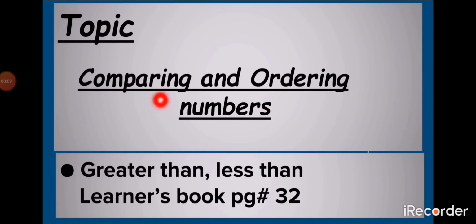Our today's topic is comparing and ordering numbers, and the subtopic is greater than, less than. Take out learner's book page number 32, and also take out your notebooks as we are going to do some written task on it. So our topic is greater than, less than, and we will learn about the signs and symbols that represent greater than and less than.